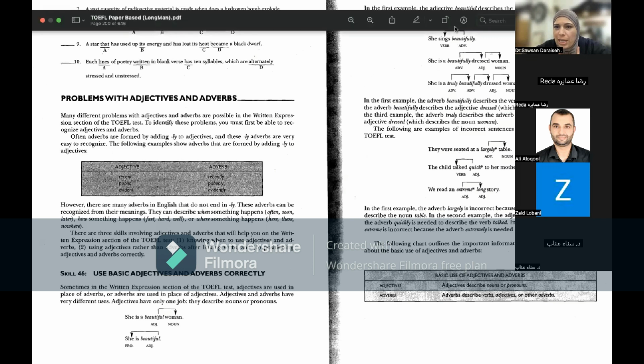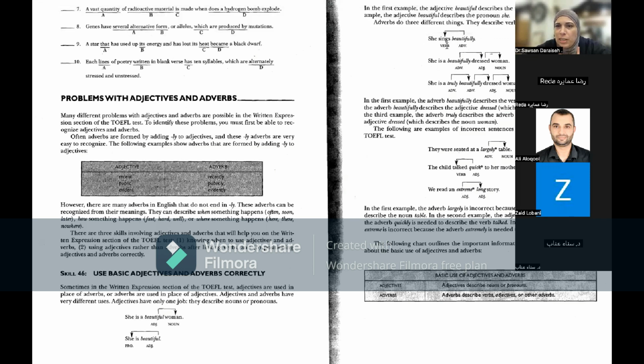Take a look again at the examples. Look at this. She sings beautifully. The verb sings is described with beautifully. This is the adverb. We don't say adjective because it describes the verb. Then we went through this example. Look, she is a beautifully dressed woman. Woman is the noun. Dressed up is an adjective. But look, we want to describe also the adjective, beautifully dressed.